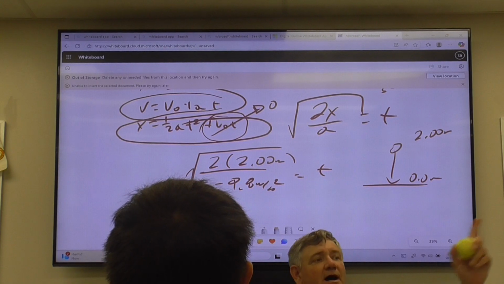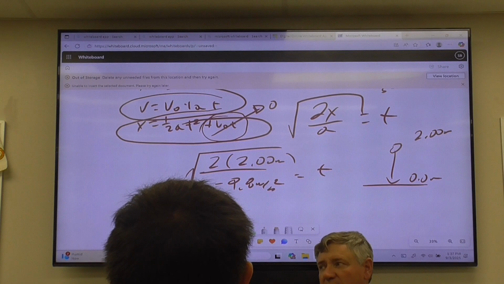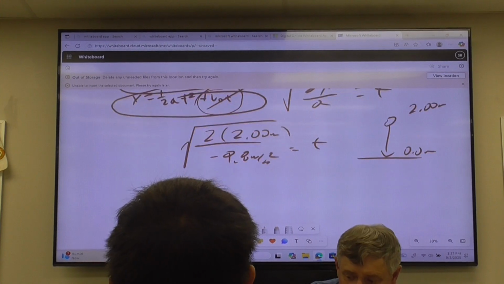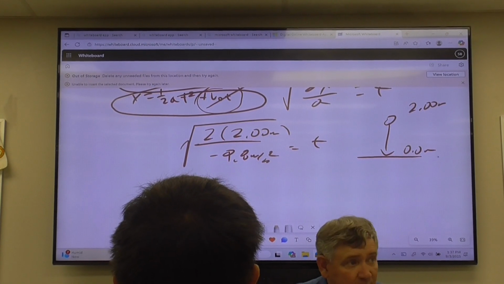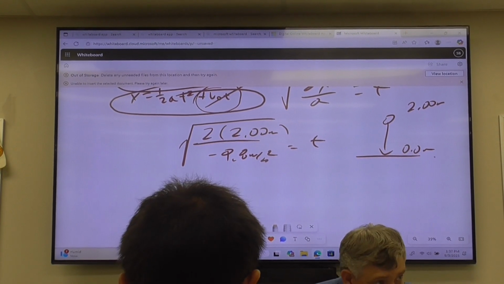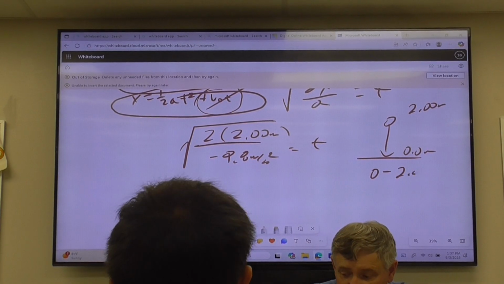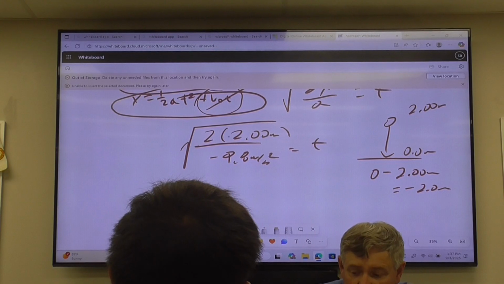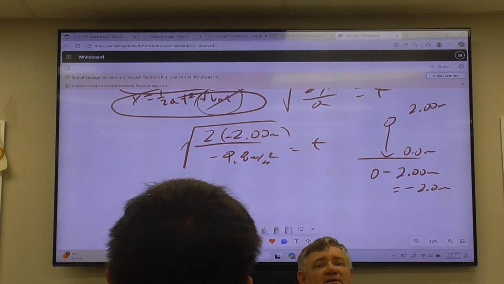Now, how do you calculate displacement? What minus what? Final position minus initial position. My final position is going to be what? 0. My initial position is 2 meters, so I take 0 minus 2 meters, I get negative 2 meters. Now, that becomes a negative sign underneath there.